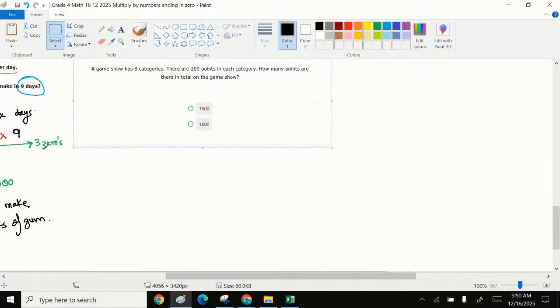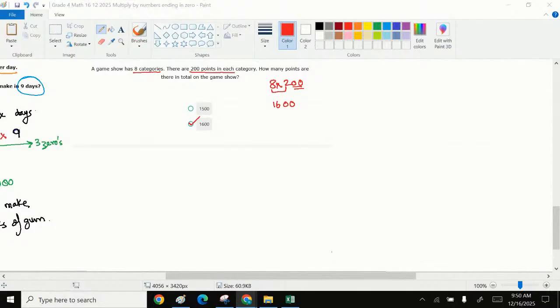That would be 8 categories, 200 points. That means 8 multiplied by 200. 8 times 2 is 16. And there were 2 zeros. That means 1600. So we put 1600, right? That means 1600 is the correct answer.